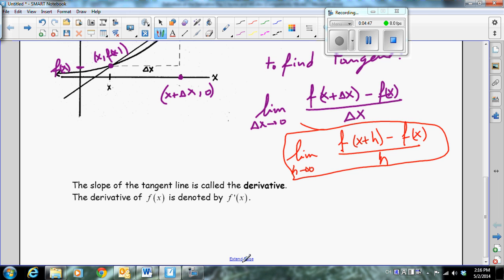Let's keep on going. The slope of the tangent line is called the derivative. The derivative of f of x is denoted by f prime of x. So if I have a function g of x and I'm looking for the derivative of the function g of x, all I need to know is g prime of x, with this little apostrophe next to it.